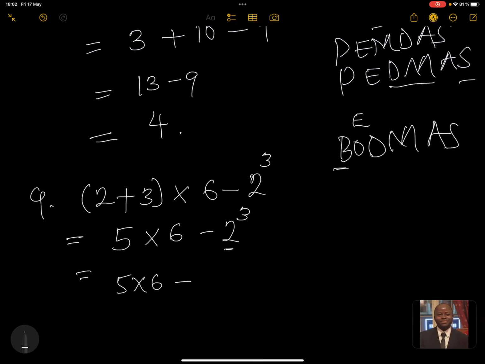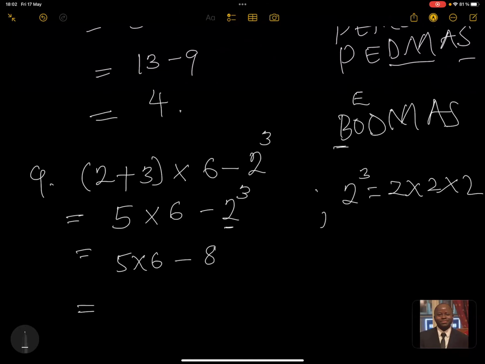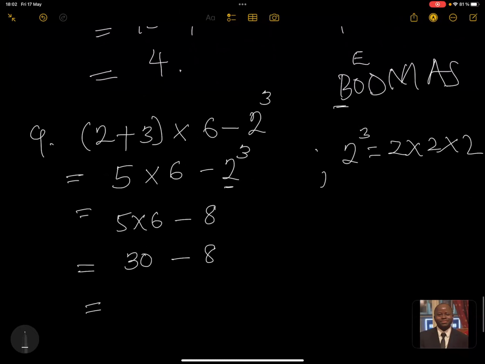We get what? We get 8. That is 2 times 2 times 2. Yes, 2 to the power 3 is 2 times 2 times 2. That gives 8. Now we're almost done. We just say 5 times 6. We get 30 minus 8, right? And what is 30 minus 8? It is nothing but 22. So our answer is actually 22.